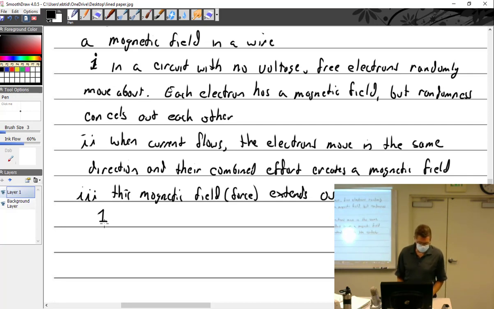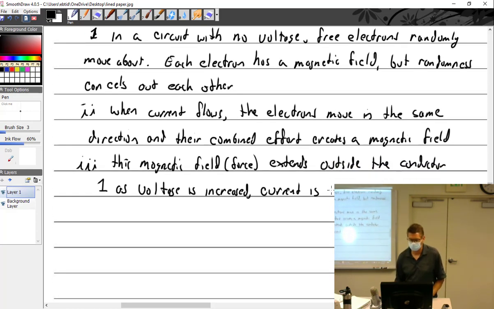As voltage is increased, current is increased. You might have heard that before. And the magnetic force is increased.